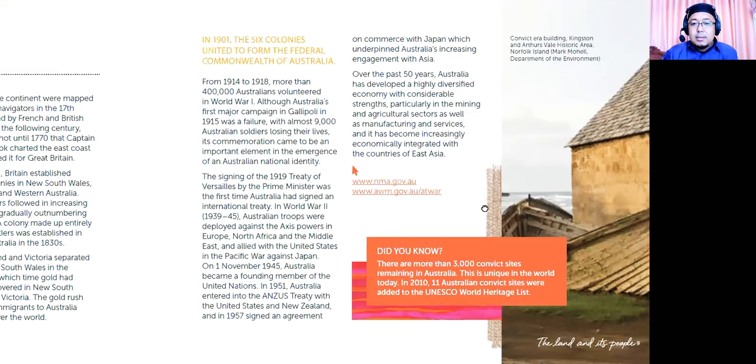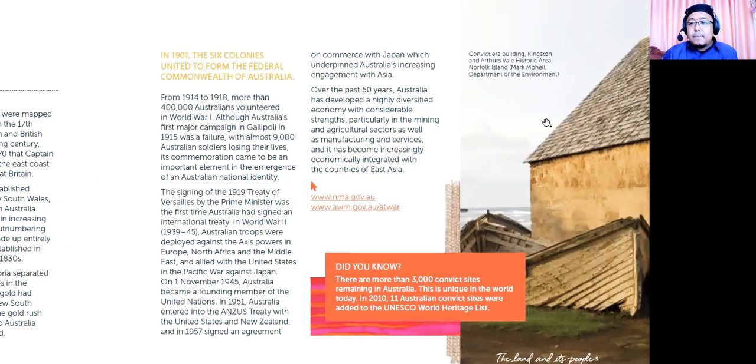Wow, great. This is interesting. Now, look at this picture. This is the picture of a convict era building, Kingston and Arthur's Vale Historic Area, Norfolk Island, Mark Mohill, Department of the Environment. So this is the picture. Look at this. It's very traditional, but this is real. I think the government of Australia has secured this area as proof of the existence of the Kingston and Arthur's Vale Historic Area.